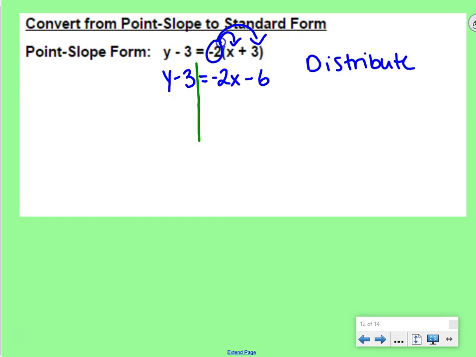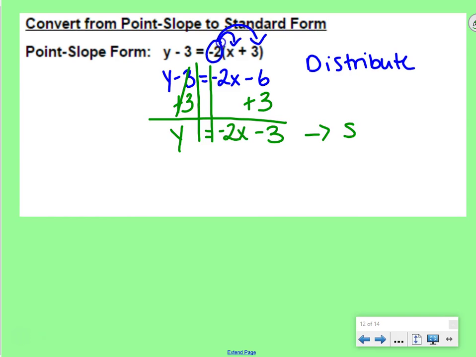Now we want to get y by itself. Undo that -3 with a +3. We get y equals -2x, -6 plus 3 is -3. So this is slope-intercept form.